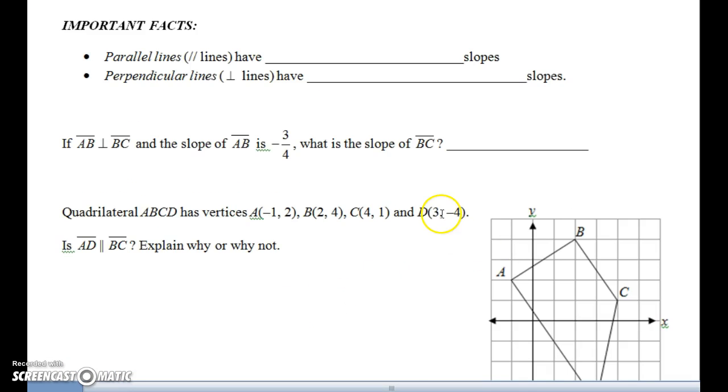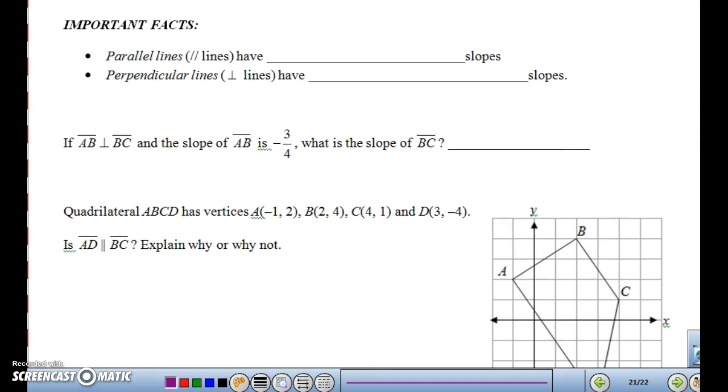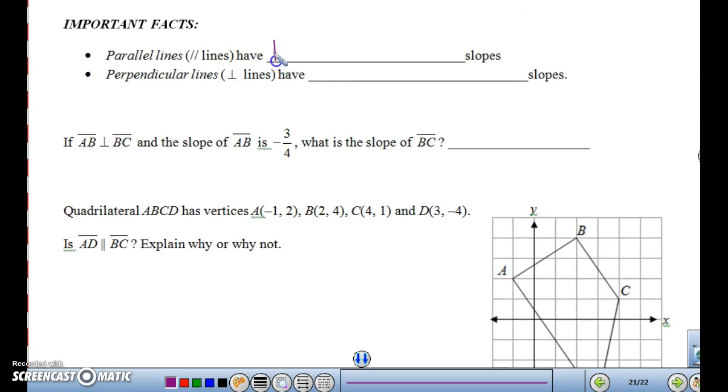These are our important facts. Parallel lines have the same or equal slopes. So if two lines have the same slope, we can automatically say they're parallel. And perpendicular lines have opposite reciprocal slopes. So if you know the slope of a line, you also can figure out the slope of the line perpendicular to it by using the opposite reciprocal of the given slope.